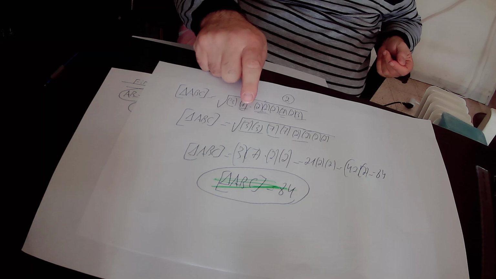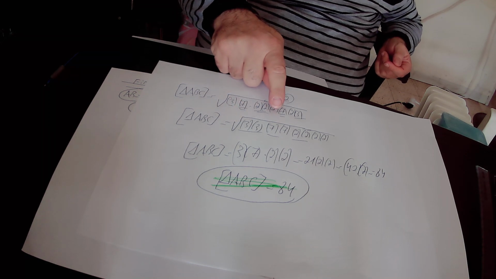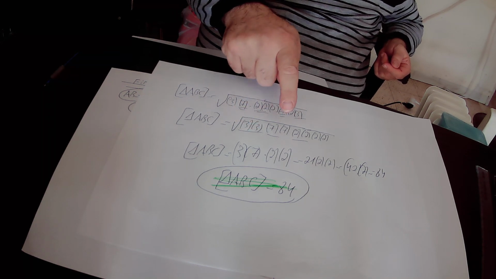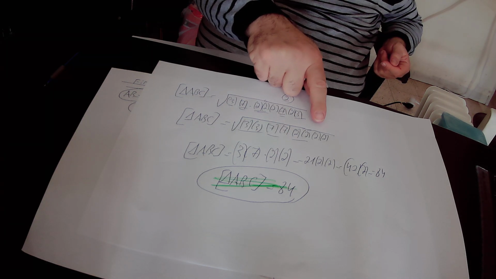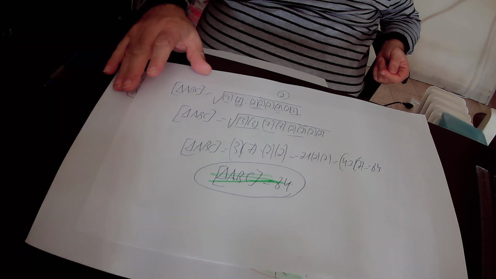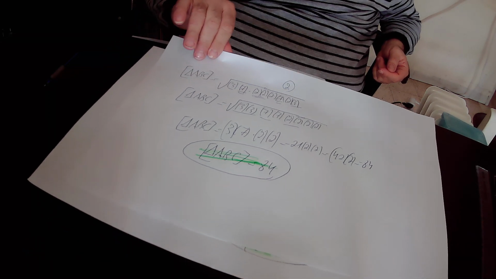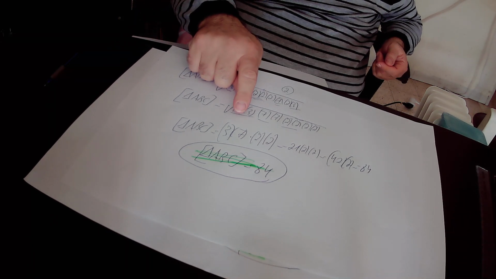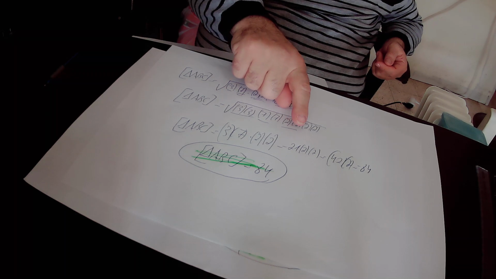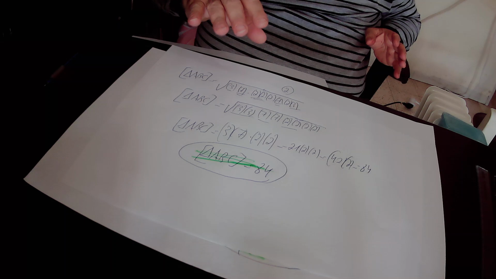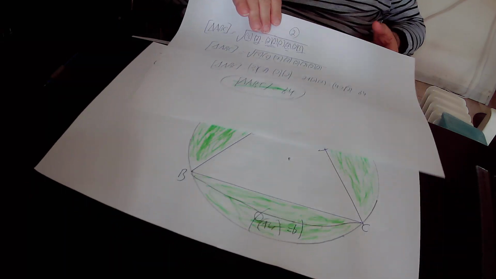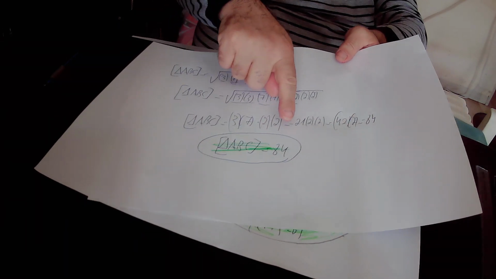The square root of 3 times 3 is 3, the square root of 7 times 7 is 7, the square root of 2 times 2 is 2, and we have here again the square root of 2 times 2, which is 2. So we found out that the area of triangle ABC in total equals 3 times 7, that is 21, 21 times 2 is 42, and 42 times 2 is 84. So in total the area of this triangle ABC equals 84 square units.